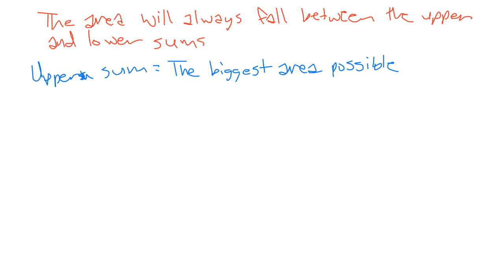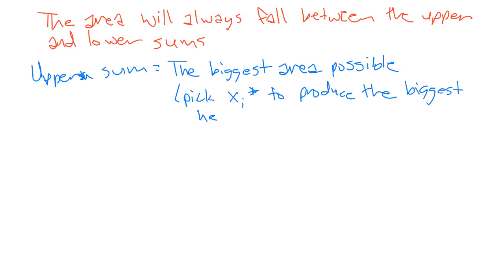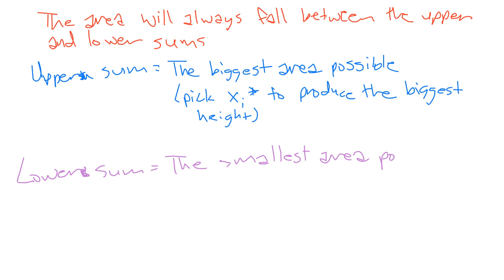So essentially, you pick your x starred in each interval to produce the biggest height. And then we have our lower sum, and that is going to be the smallest area possible. Similarly, you pick your point, your x starred, to produce the shortest height.